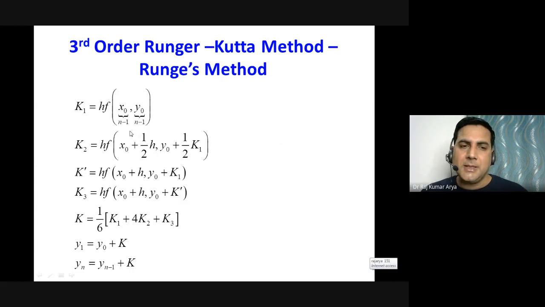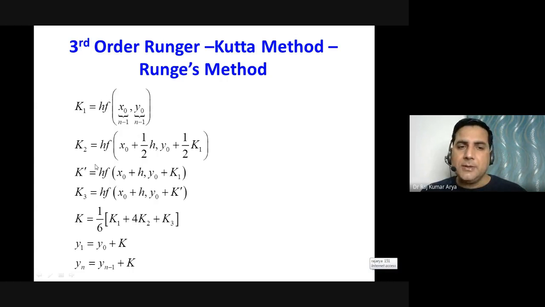First you calculate K1, which is the step size h multiplied by the function value at the initial conditions, at n minus 1. Practically you are calculating at x naught and y naught. If your differential equation is a function of x and y, you calculate at x naught and y naught. That particular step is known as the n minus 1 step.